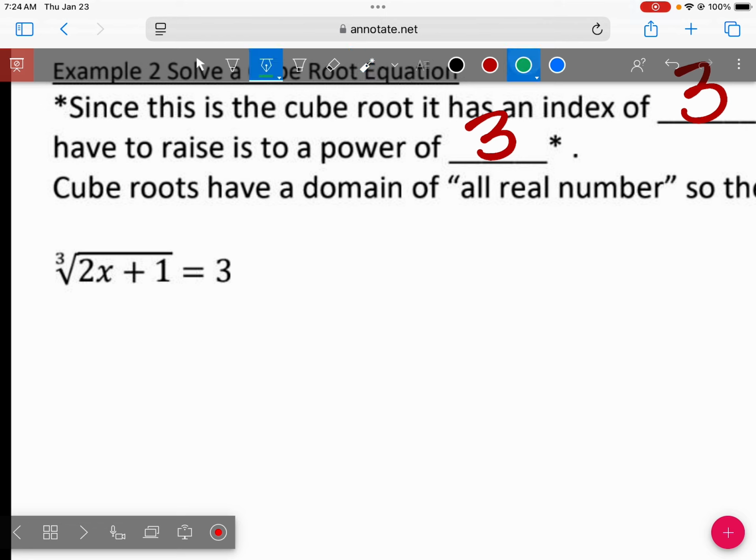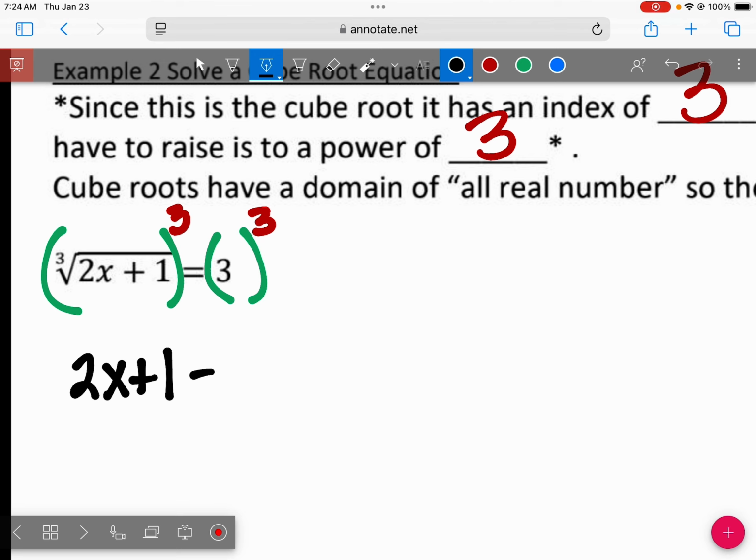So what we're going to do is raise both sides to the power of 3. Now, on the left side, when you do that, it just gets rid of the radical. So now it'll be just 2x plus 1.